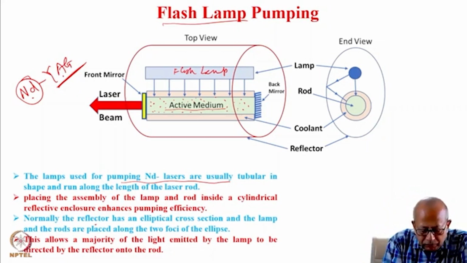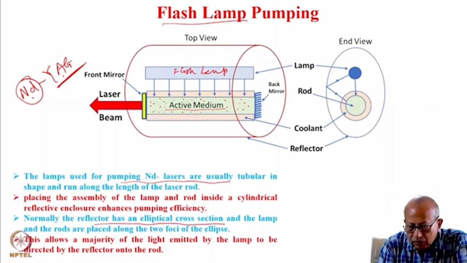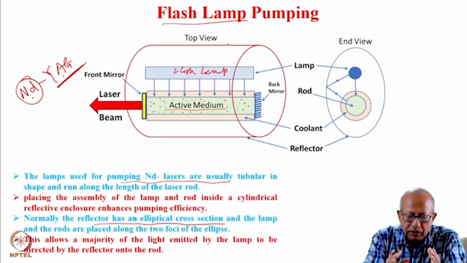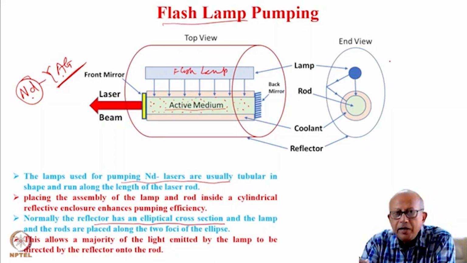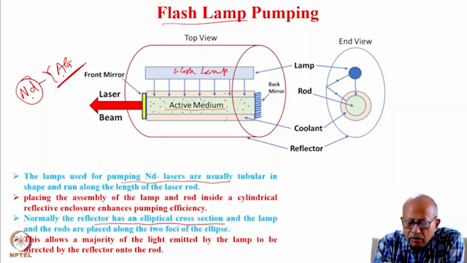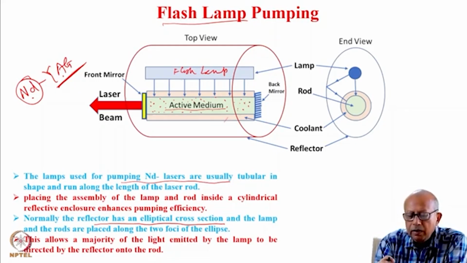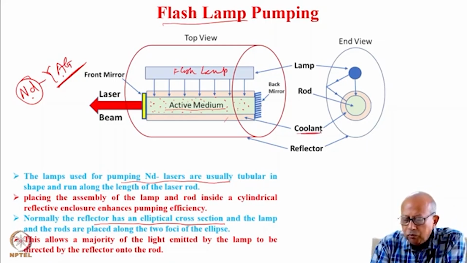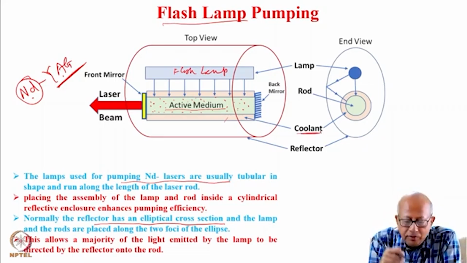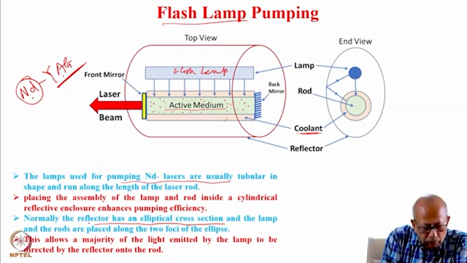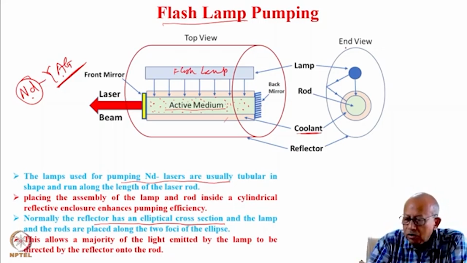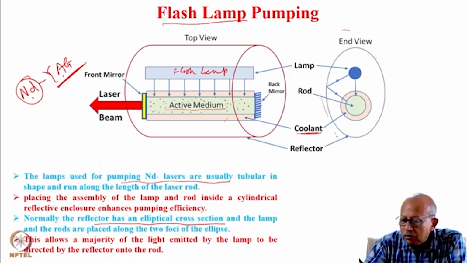And normally the reflector actually has an elliptic cross section. So this is the top view of the experimental system, and this is the end view. And the jacket that you see around this laser rod is basically the tube through which the coolant fluid flows to remove the heat that is dissipated into the laser rod. So normally the reflector has an elliptical cross section, as you can see from this end view.